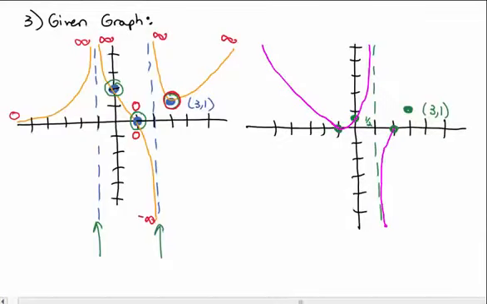Go from 0 to our point, back to 0. 0 to our point. Whoops, let's do it in pink. 0 to our point, and then back to 0. So we get this little hump.